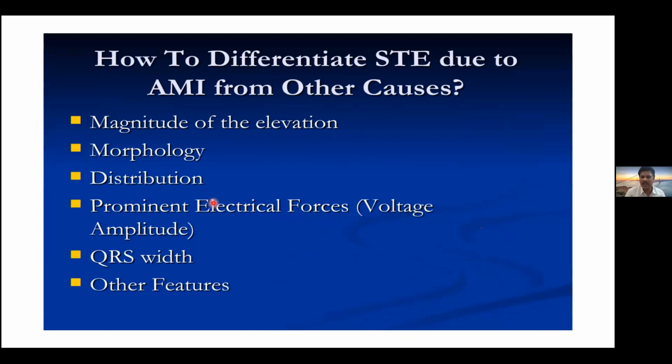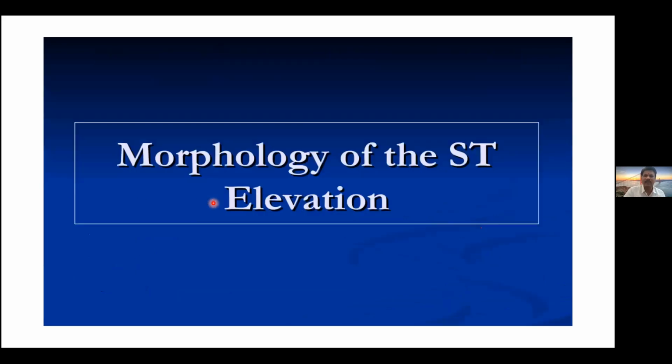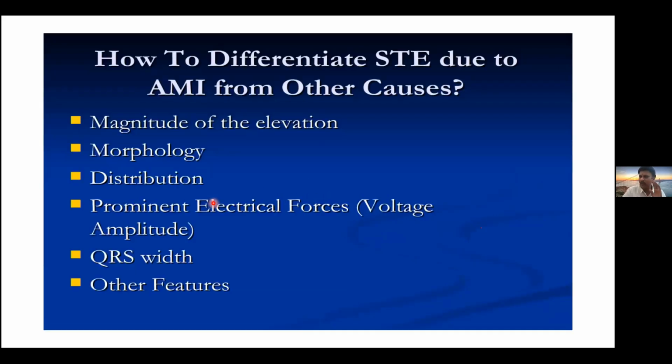So how do you differentiate ST elevation MI from other causes? There may be hundreds of causes, but we will discuss the simple common causes. We have to see the magnitude of the elevation. When there is more than 2 millimeter elevation, that means possibly we are dealing with an acute MI. The other conditions may not have more than 2 millimeter elevation. Then we look into the morphology, distribution, voltage amplitude, QRS width and other features. This is how we differentiate acute MI from other causes. So magnitude: more than 2 millimeter ST elevation, think of acute MI.